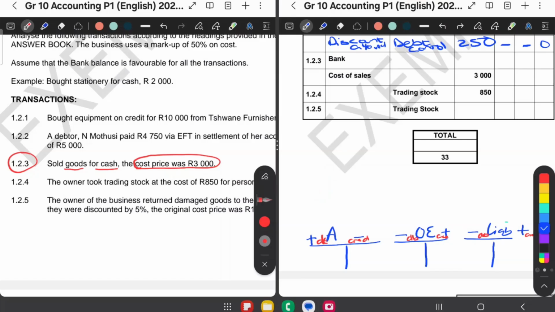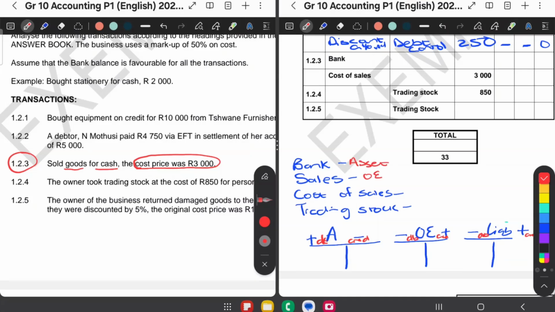So account number 1, we sold the goods for cash, so bank is involved, and then sales is involved. Okay, they will go with the selling price. Then cost of sales is involved, and trading stock is involved. These 2 will go with the cost price. Okay, let's classify the accounts. Bank is an asset. Sales falls under owner's equity. Cost of sales is also owner's equity, and trading stock is an asset.